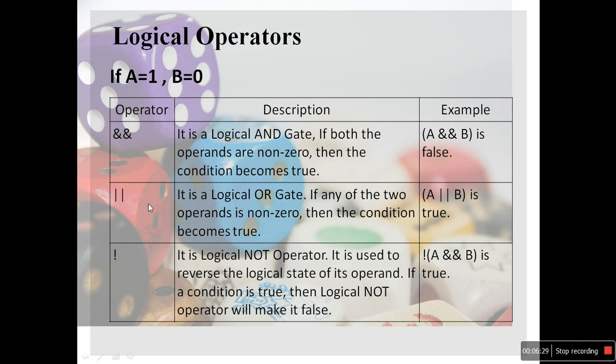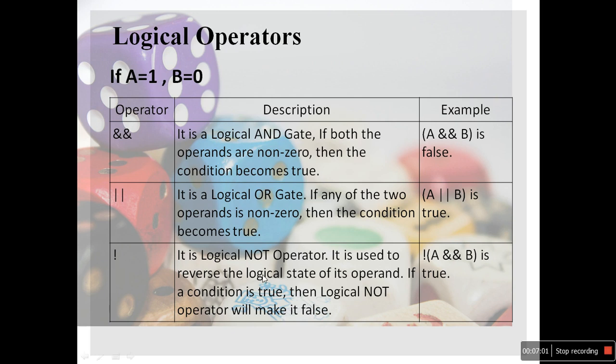Then goes to this double pipe symbol. Double pipe symbol is also called the OR operator. For the logical OR gate, if any of the two operands is non-zero, then the condition becomes true. It means if A is equal to 1 and B is equal to 0, that means the condition is true. If A is equal to 1 and B is equal to 0, the condition is always 1. That is true.